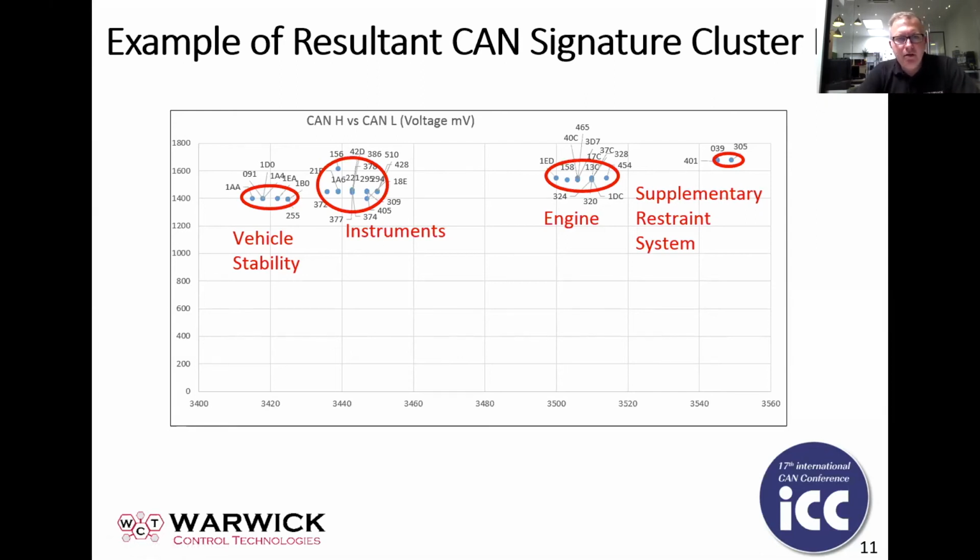So you can see there on the left-hand side, you've got a reasonable cluster with maybe 8 messages for the vehicle stability system. And then next along, you've got maybe about 10 messages for the instrument cluster. And then going out, maybe 8 messages for the engine. And then finally on the right, you've got the supplementary restraint system showing 3 messages in a cluster. And so this works quite nicely.